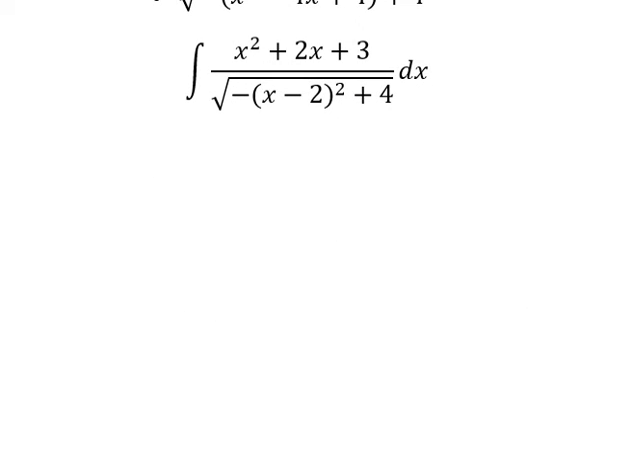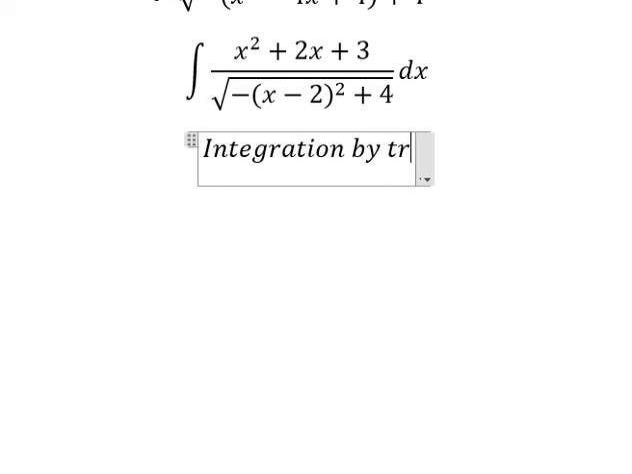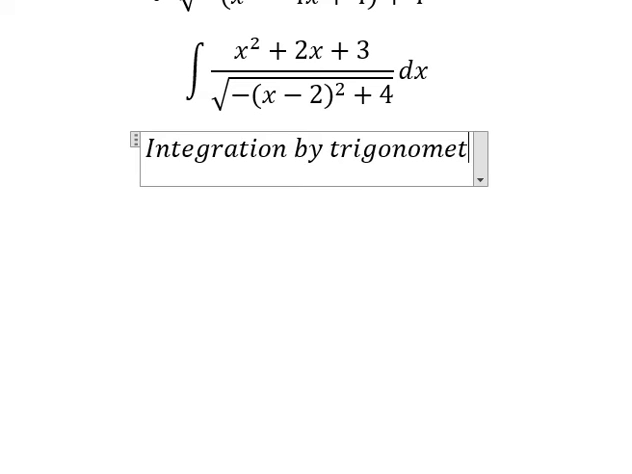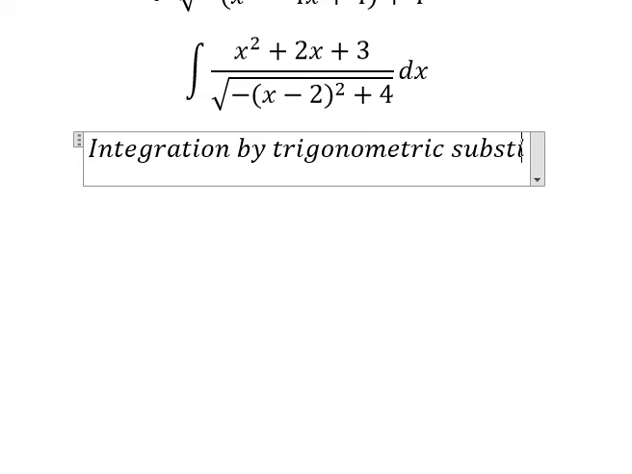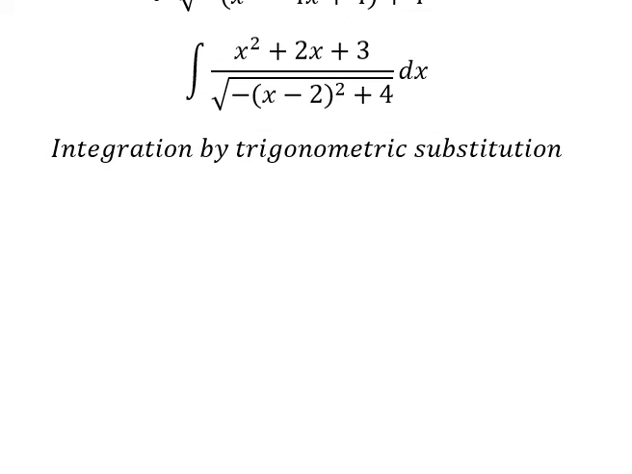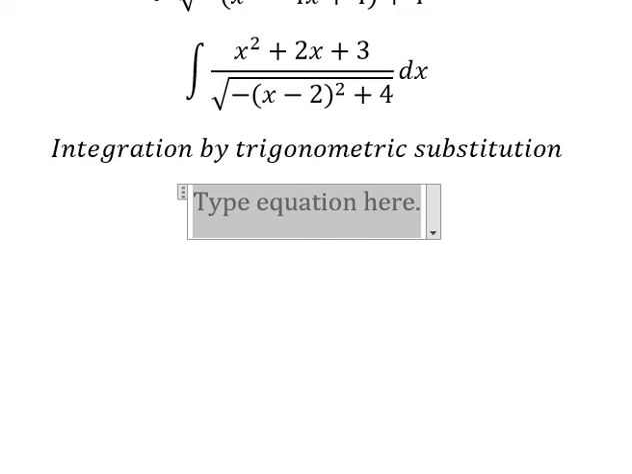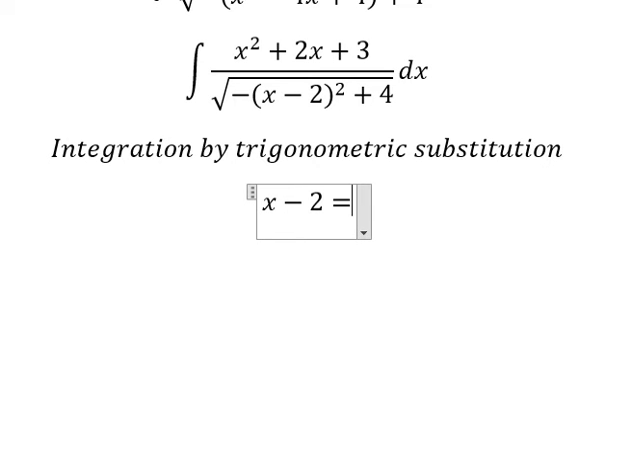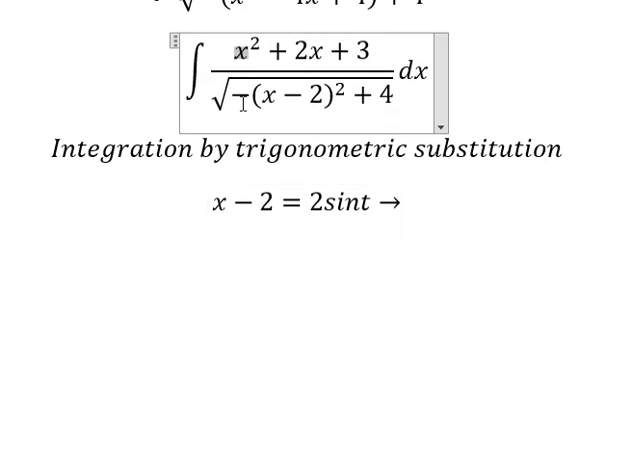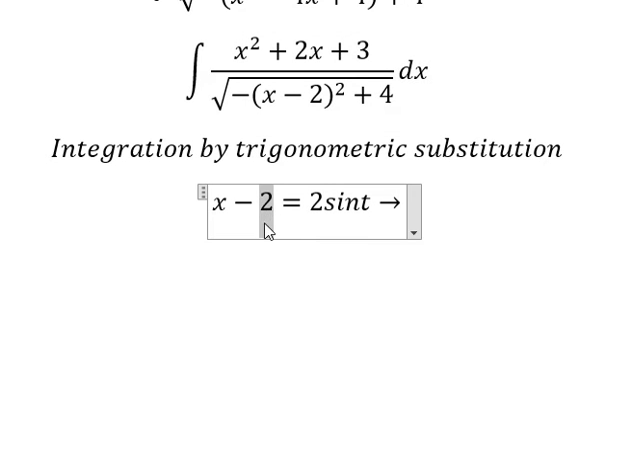Next, we need to use integration by trigonometric substitution. So I will put s minus number 2 equals to number 2 sine t. Because we have s, I will put negative number 2 go to the right.